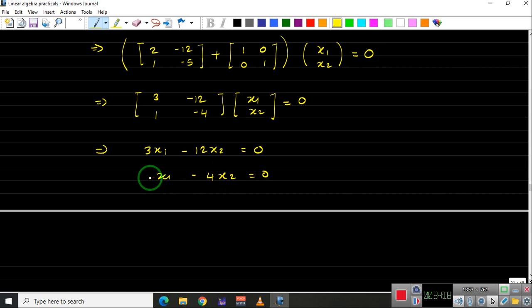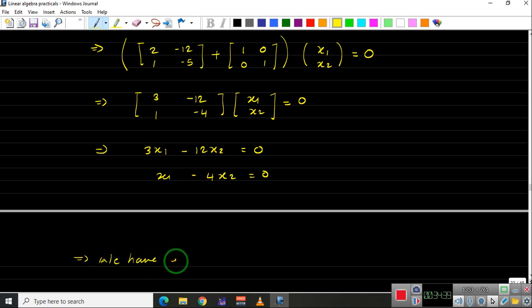Again, in this case we have the same equations. What we do is multiply this equation by 3, and again we will have the same equations here, or you can take 3 common from here. We can take that 3 this side. We will have x1 - 4x2 = 0. This implies we can use any method.